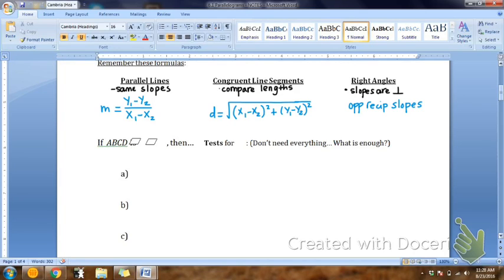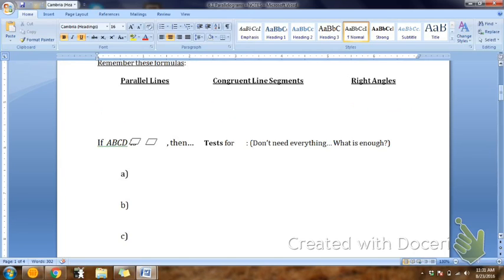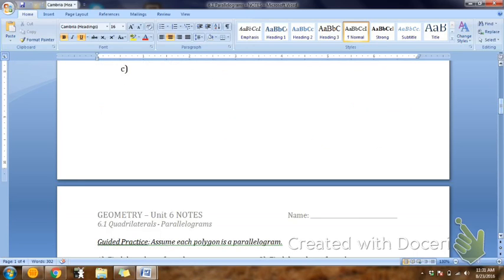Okay, so if they give us a shape and they say, hey, is this shape a parallelogram? We need to check one of three things. All right, you can choose whatever it is that you want to check. I'm going to give you the option which formulas that you want to use. Any one of the three tests will work. All right, so the first test is if it is a parallelogram, both pairs of opposite sides are parallel.